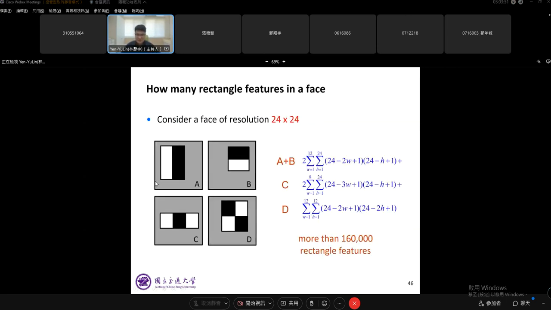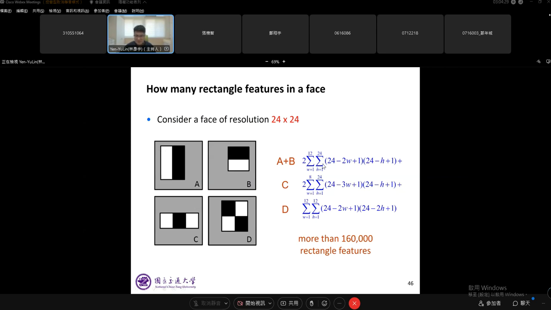In the following, let's talk about how many rectangle features we have in a pattern of resolution 24 by 24. For simplicity, let's consider type A rectangle feature. This is a two rectangle feature. We use W and H to denote the width and height of a single rectangle. So the width is 2W and the height is H.